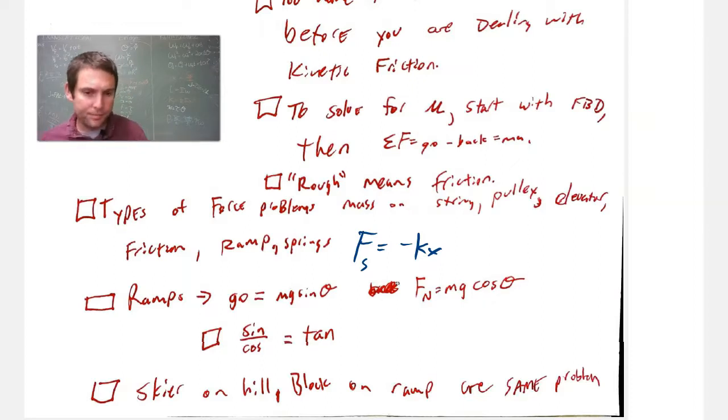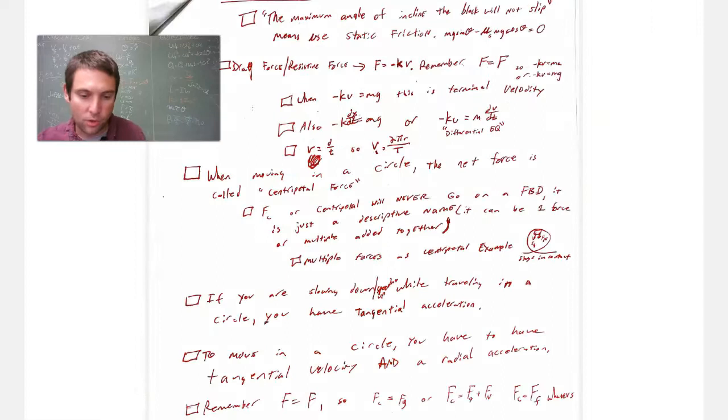Ramps. We just talked about ramps. Stuff that makes it go is mg sine theta. Normal force equals mg cosine theta. So that means frictional force is mu mg cosine theta. Sine over cosine equals tan. Skier on a hill, block on a ramp are the same problem. Be able to identify things on a ramp, whatever form they will show up in.